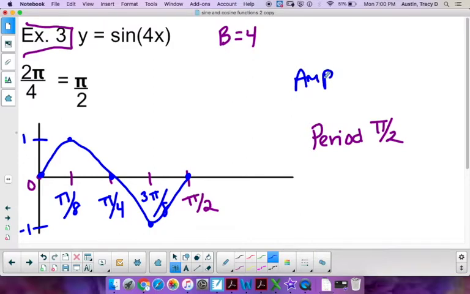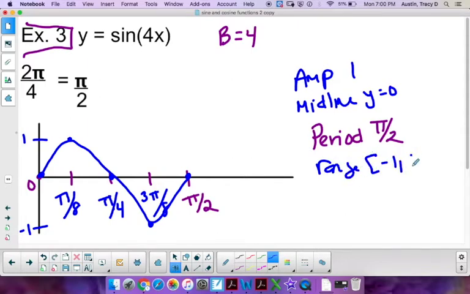So our amplitude is 1. Our midline is still y equals 0. Our range is still from -1 to 1. The period, how long it takes for the graph to bounce and go through a complete curve, is pi over 2. So we can make it smaller. And your calculators, either the little skinny yellow ones or my graphing ones, will do the fractions. They have that capability.